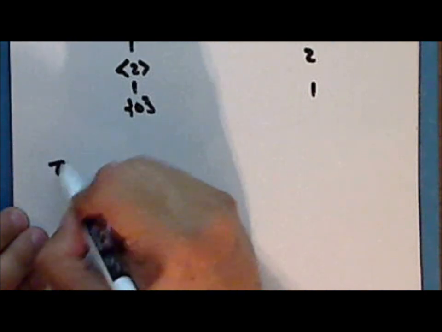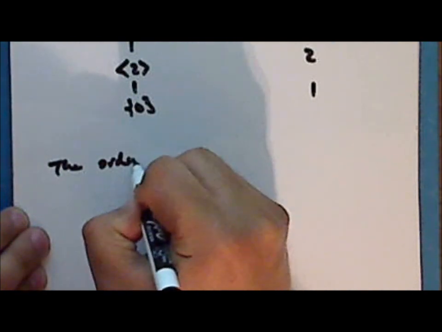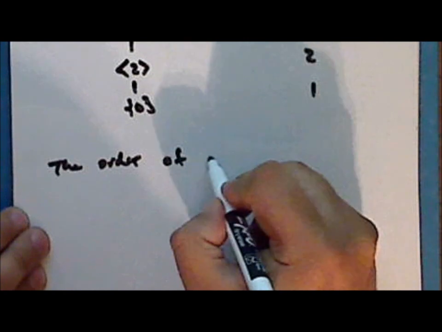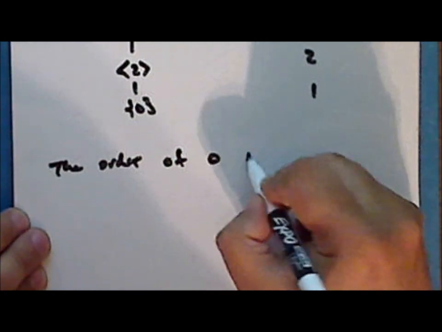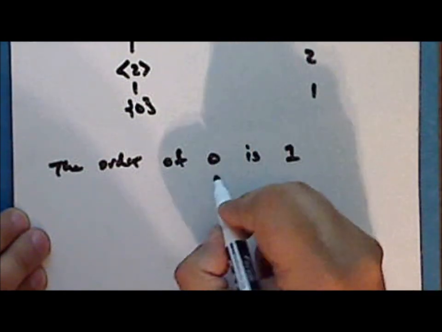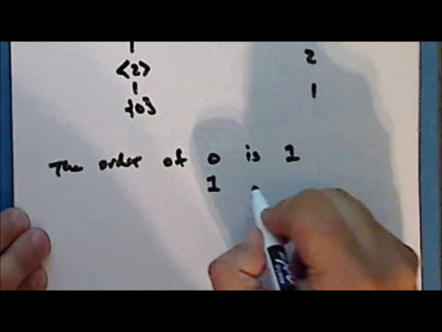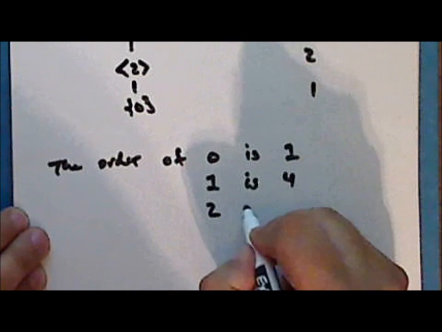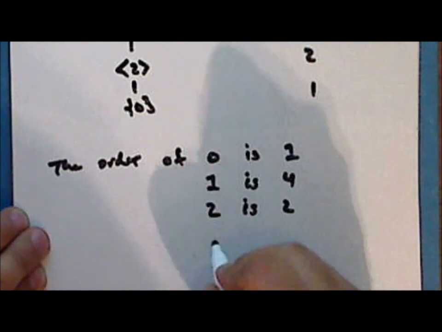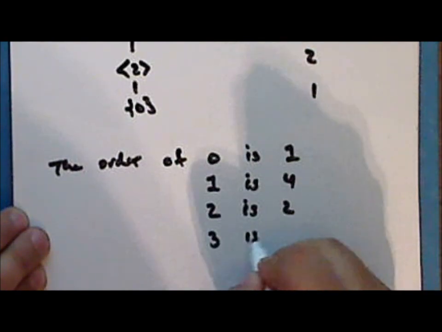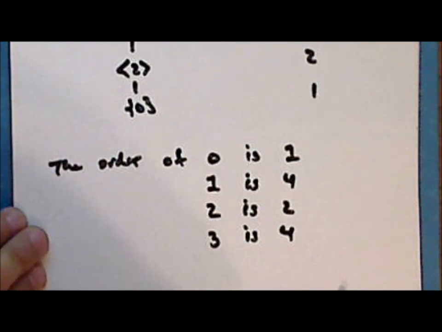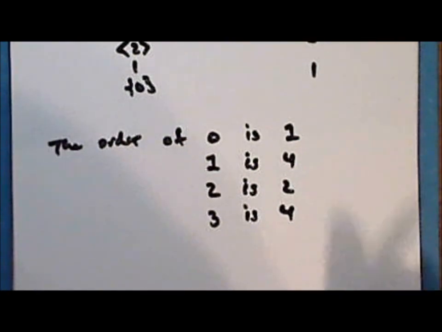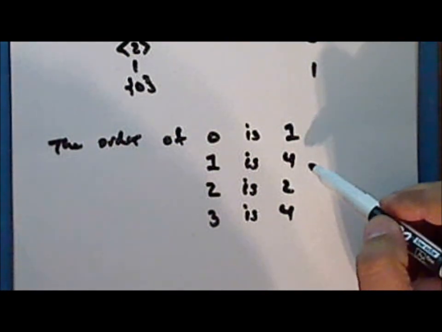So notice that the order of the element 0 is 1. The order of the element 1 is 4. The order of the element 2 is 2. And the order of the element 3 is 4. And the order of the elements in the group divide the order of the group.